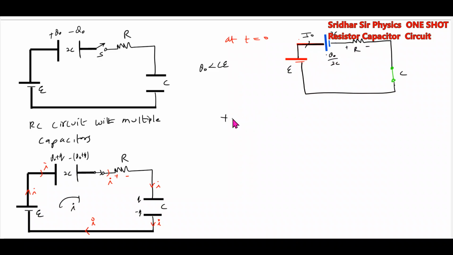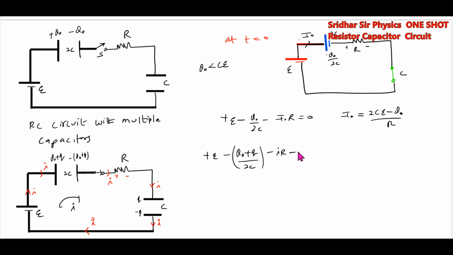Then this will become plus E minus Q naught by 2C minus I naught R equals 0. So I naught is equal to E minus Q naught by 2C, all divided by R. Then at any time t, we'll write down the equation: plus E minus Q naught plus Q by 2C minus IR minus Q by C equals 0.